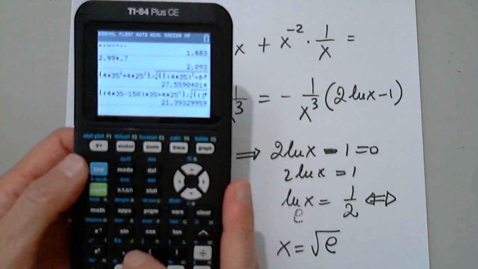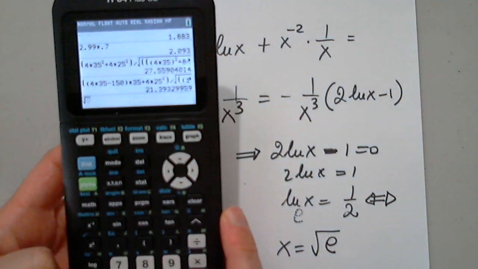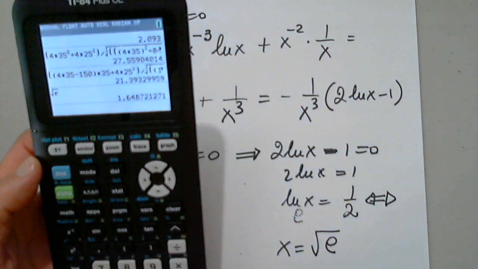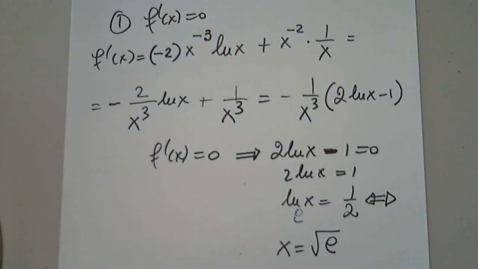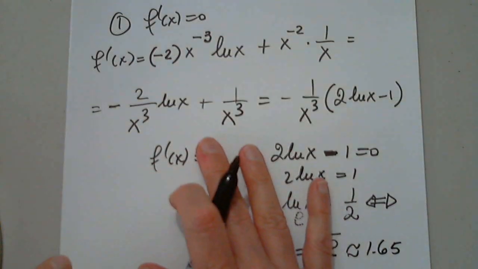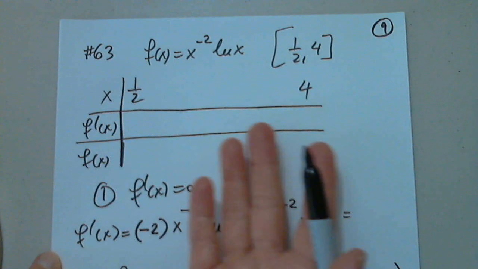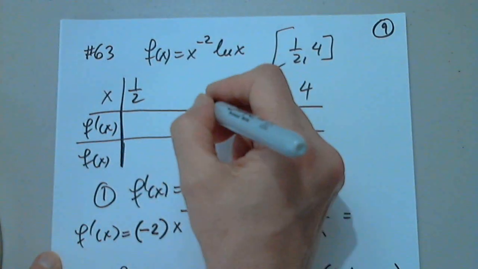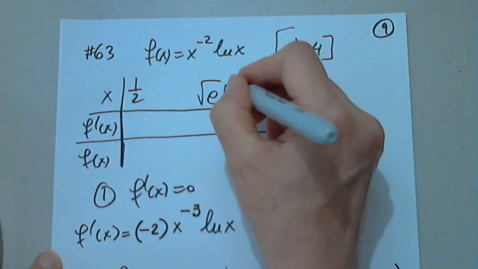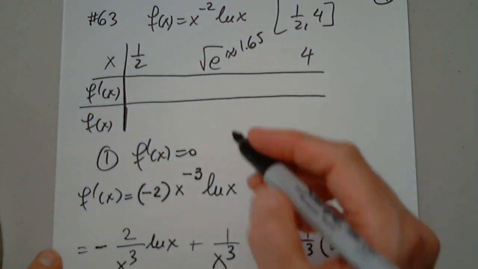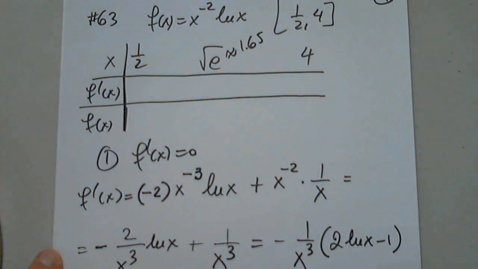So the square root of e is 1.65. I'm going to keep it because I need to know whether it's in here between 0.5 and 4, right? It is. So I can write it as the square root of e and 1.65, so I know what it is. And I get here 0.